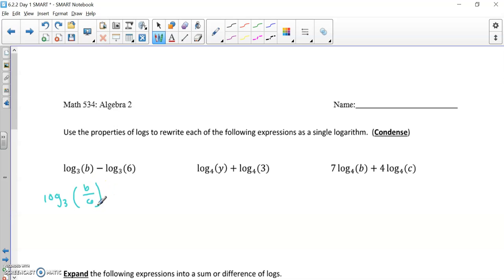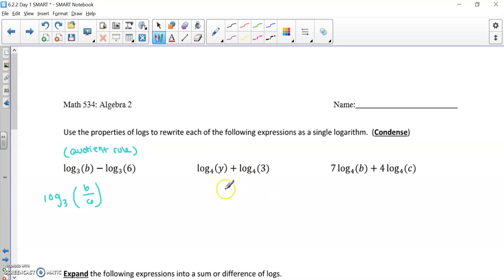Okay, and I do want to take this time to note that this rule only works, both of these rules that we learned only work when these bases are matching. If the bases didn't match, they would not work. Okay, I can't do this if I had like a 4 here. It just is not valid anymore. Okay, but here we are good to go. This is it. I've condensed it into just one logarithm. And actually let me just note that I used the quotient rule.